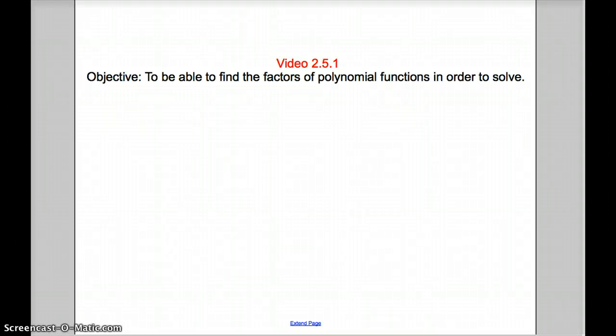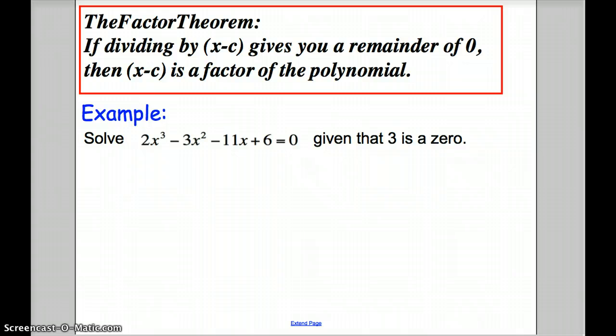This is video 251, and our objective in this video is to be able to find the factors of polynomial functions in order to solve. So our ultimate goal is to solve polynomial functions, but in order to do that we need to factor them. So we're going to talk about quick ways to factor them and to narrow in on the right solutions.